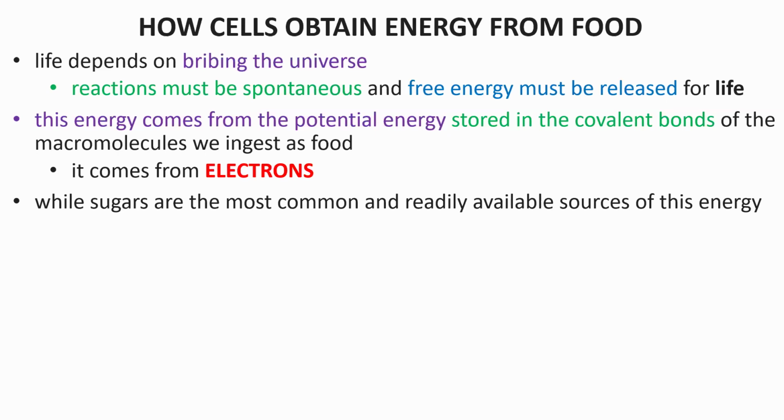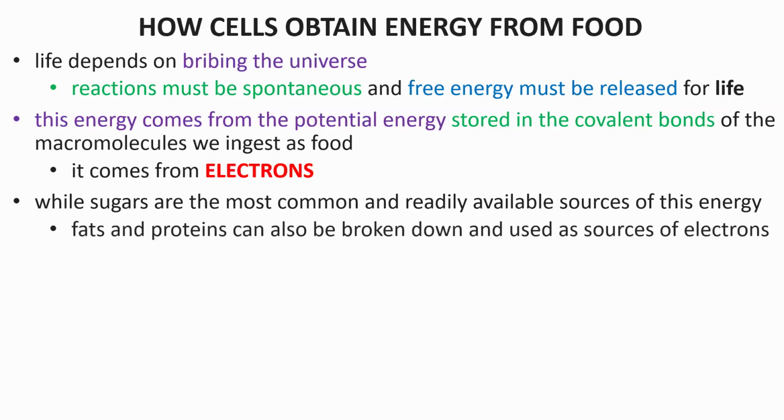Well, sugars are the most common and readily available source of this energy. It's important to note that fats and proteins can be used in this way as well. Fats, in fact, have more bang for their buck. We talked about that in class. There's more energy per unit mass in fats than in sugars. They're just harder to metabolize. Proteins are kind of a macromolecule of last resort when it comes to energy production, but we can metabolize proteins and we can get energy or ATP out of them.